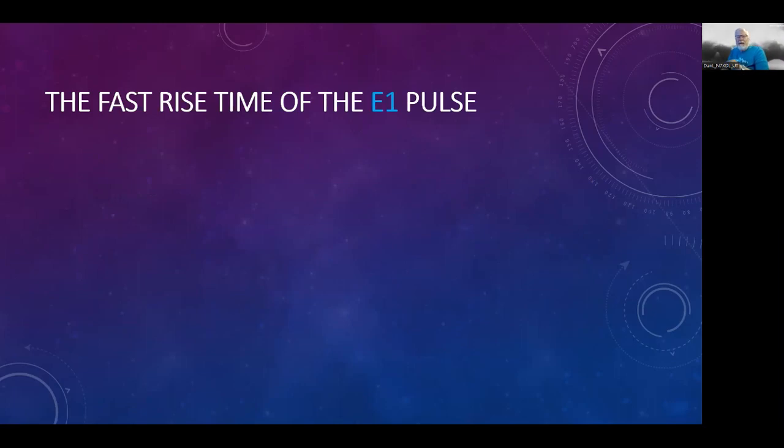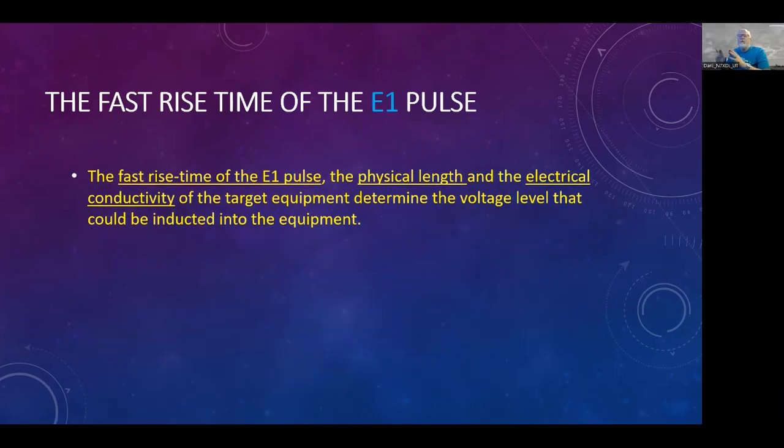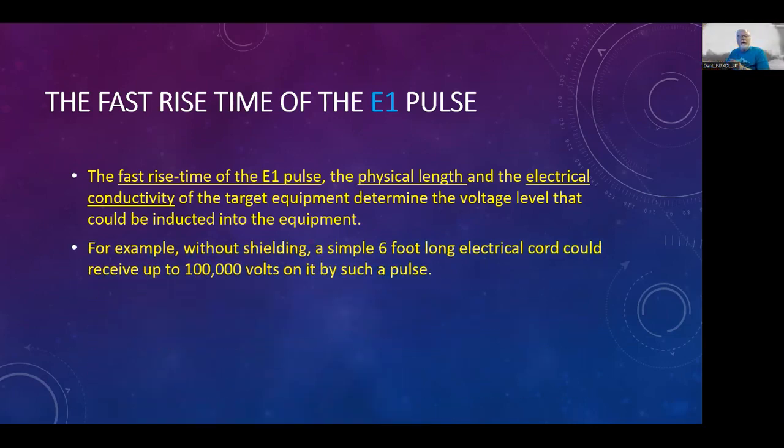So again, talking about the fast rise time of the E1 pulse and why it is so destructive. The physical length, the electrical conductivity of the equipment, and the fast rise time of the E1 pulse are the things that determine the voltage level that is induced into the equipment. So we're going to talk about why your equipment is fried so quickly.